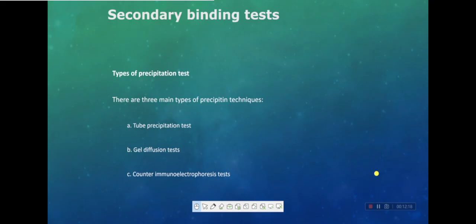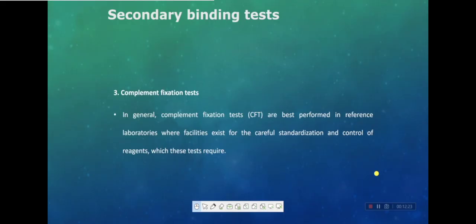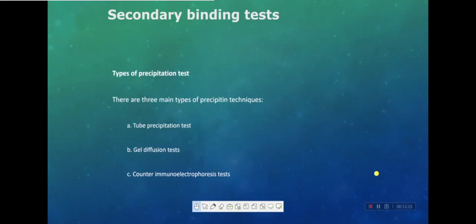The first one is the tube precipitation test. So what happens in a tube precipitation test? In the tube precipitation test, a clear solution containing the test antigen is carefully layered onto a clear antiserum in a precipitin tube, or we can say a capillary tube. Then following a period of incubation, if the corresponding antigen is present and the proportion of antigen to antibody is optimal, a line of visible precipitating antibody and antigen will form between the two layers of the fluid.